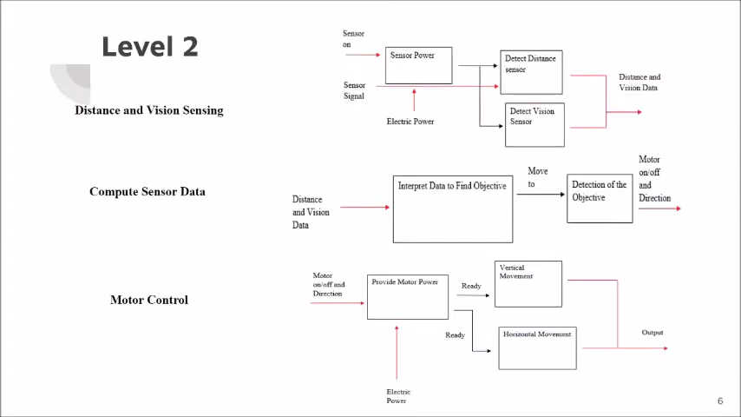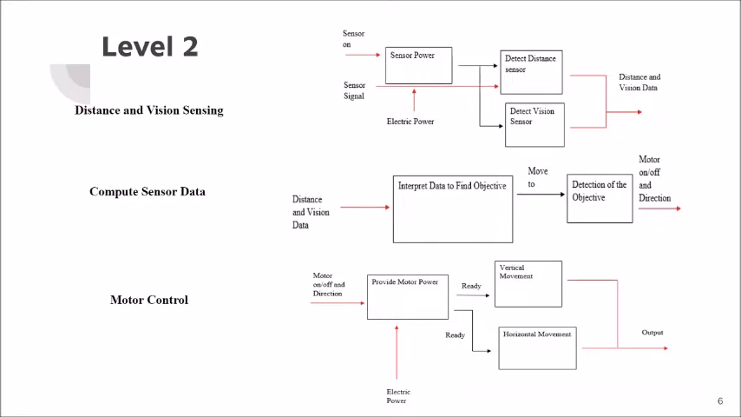So level 2, distance and vision sensing. The sensor is turned on, so it turns to sensor power, which is given with electric power. Sensor signals and sensor power go to the sensors that detect distance and vision. Those have data, and then they go to the compute sensor data section, which interprets the data to find an objective. Once it has that, it moves to detection of the object, which in this case will mainly be the ball, especially for offense. For defense, it's either going to be the ball, the hoop, or an opposing offensive blimp. So once you detect that, you get motor on and off and direction, and then it does that.